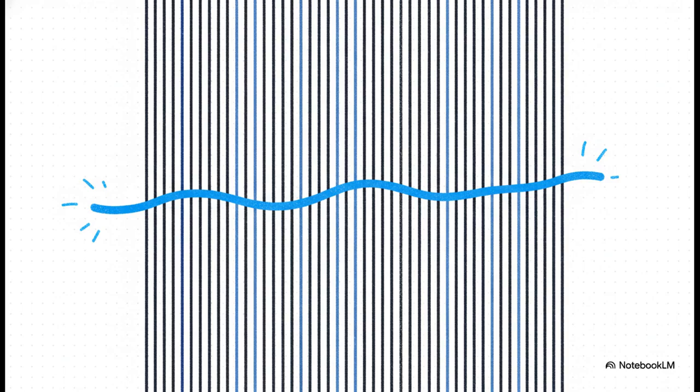The threads that run lengthwise are called the warp. You can think of them as the strong, stationary foundation. They're held super tight in the loom. They're the backbone. Then you've got the threads that run across the width. Those are called the weft. This is the active player, the storyteller, the one that actually does the weaving, going in and out of the warp to build the cloth.